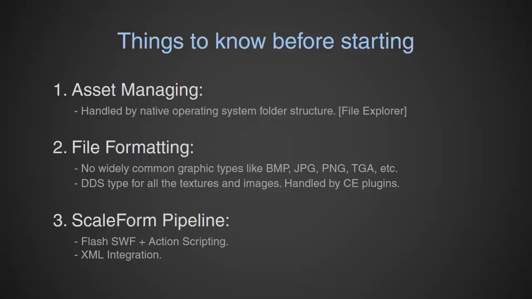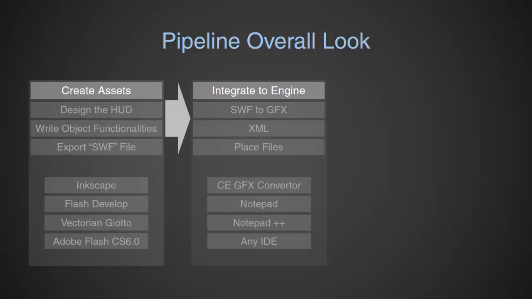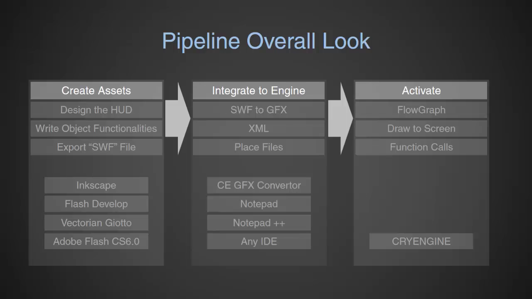Third is the facts about the ScaleForm pipeline itself. Let's see this chart to get a clearer understanding of the overall concept behind this video. This is basically how our pipeline works. In order to create a HUD for CryEngine, we have to first create assets. Then we're going to integrate them into the engine, and finally activate them inside.